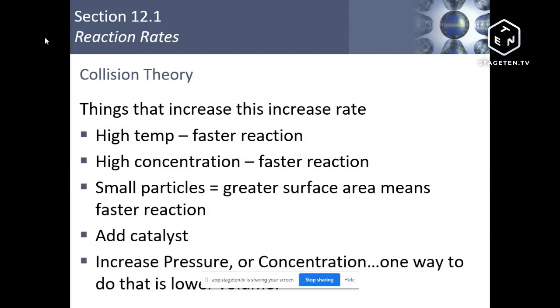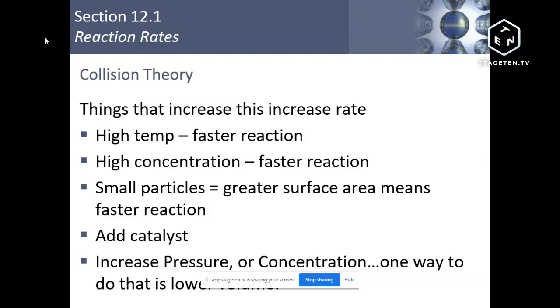Okay, and then increase the pressure. One way to do that is lower the volume. So again, increased pressure means more particles in the system, right? You could add more particles, and that's really increased concentration. Or you force the particles that you have closer together, and that's also increasing the concentration, right? If you lower the volume, you're increasing the concentration.